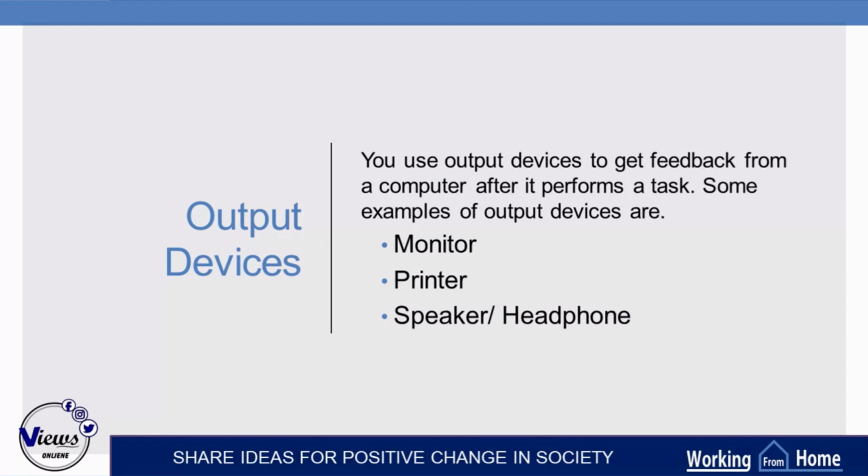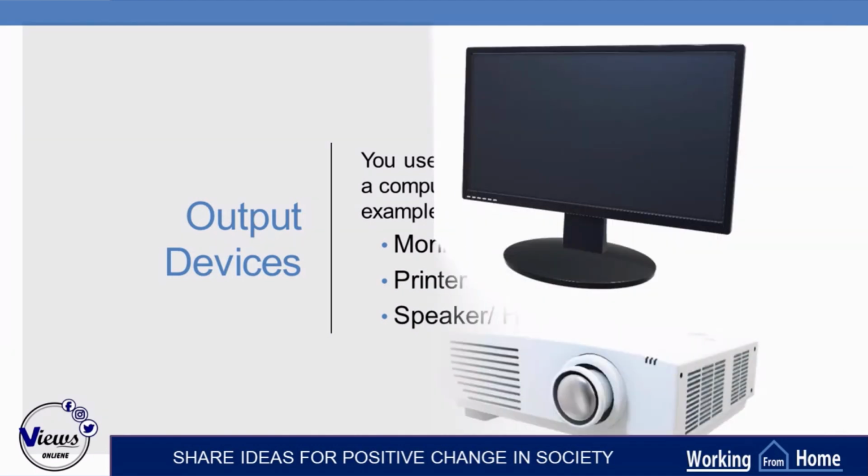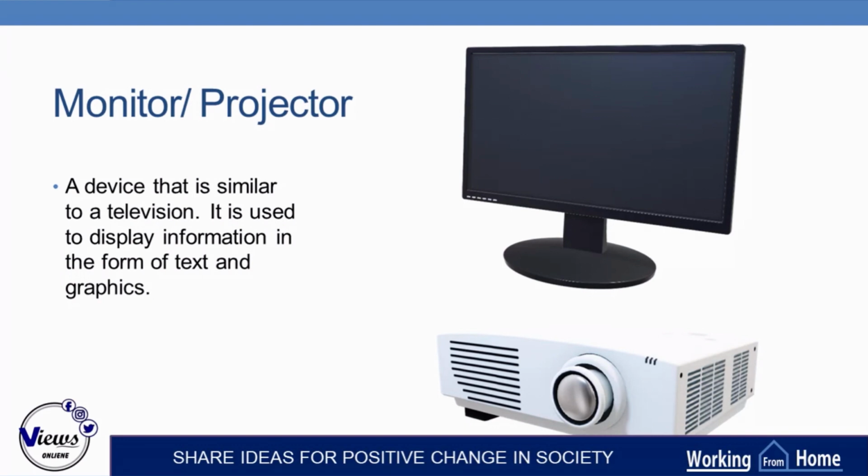Output devices. You use output devices to get feedback from a computer after it performs a task. Some examples of output devices are monitor, printer, speaker, headphone. Monitor: a device that is similar to a television. It is used to display information in the form of text and graphics.